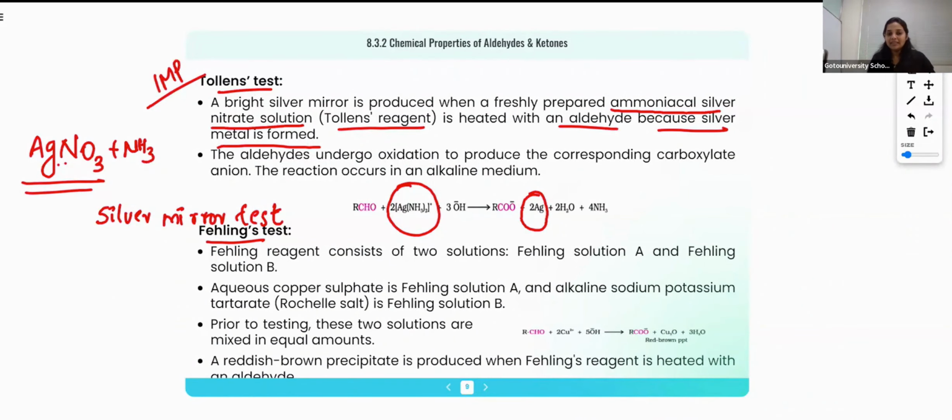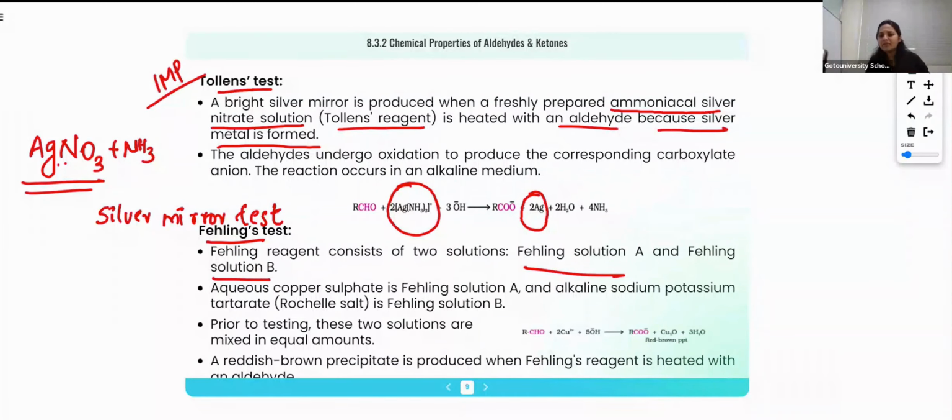Next one is Fehling's test. Fehling's test means Fehling's solution we have to add. Instead of Tollens' reagent, we have to add the Fehling's solution. But the thing is, Fehling's solution is not a single solution. It contains two types of solution, Fehling's solution A and Fehling's solution B.